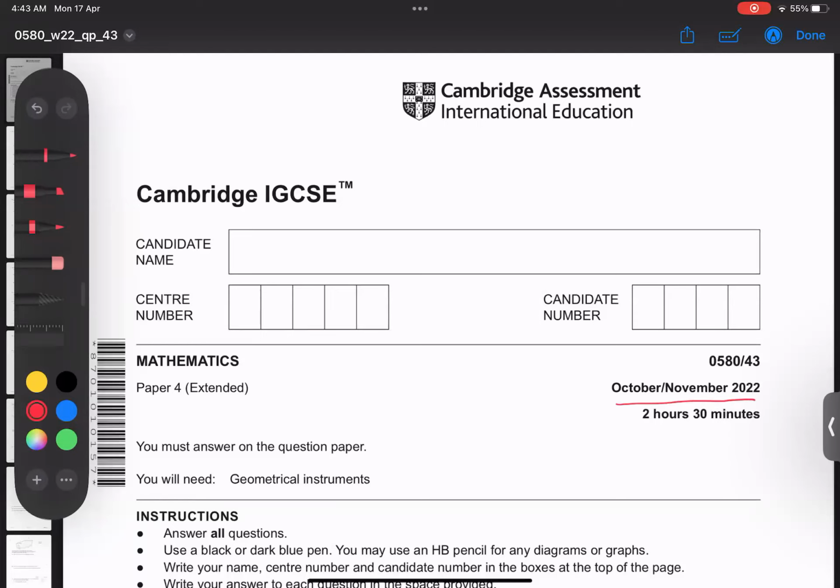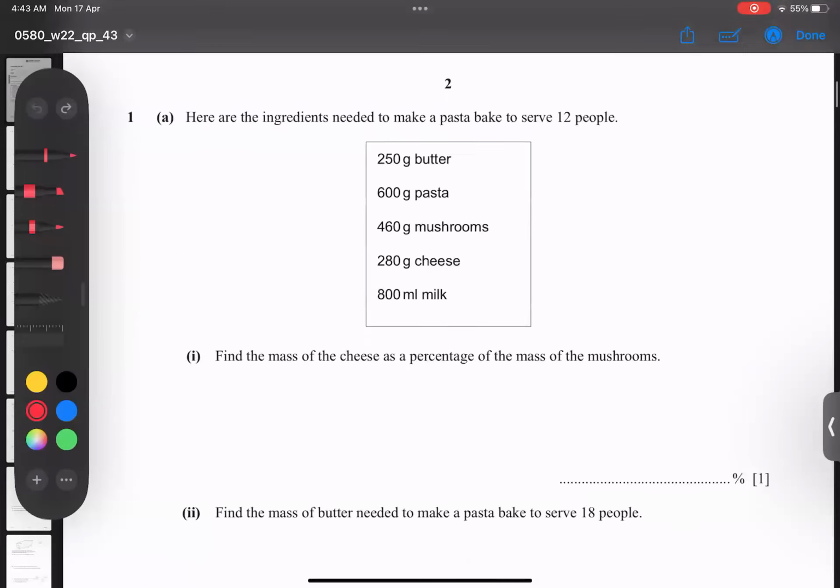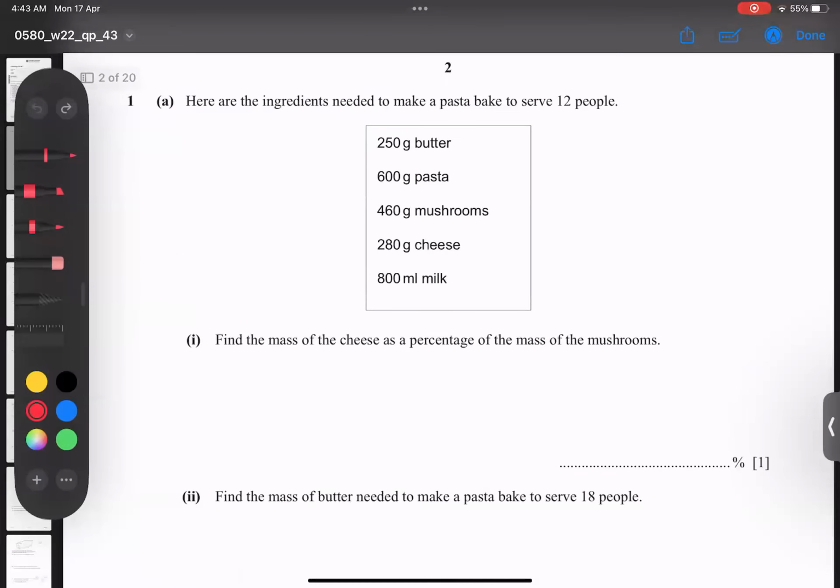2022, variant 43, paper 4. So let's start. Here are the ingredients needed to make a pasta bake to serve 12 people. If you want to make a pasta bake for 12 people, these are the ingredients we need. Find the mass of the cheese as a percentage of the mass of mushrooms.